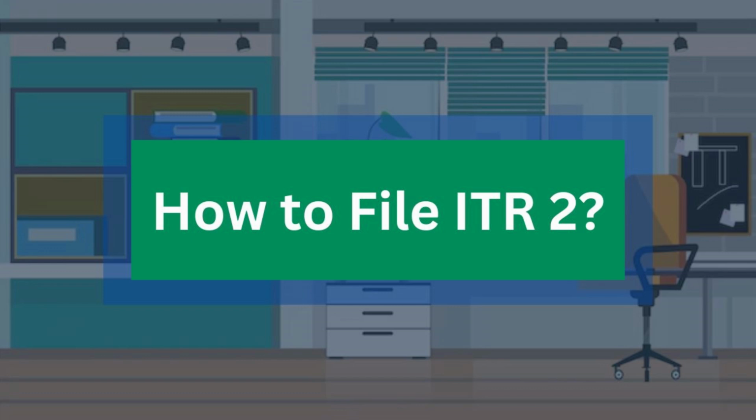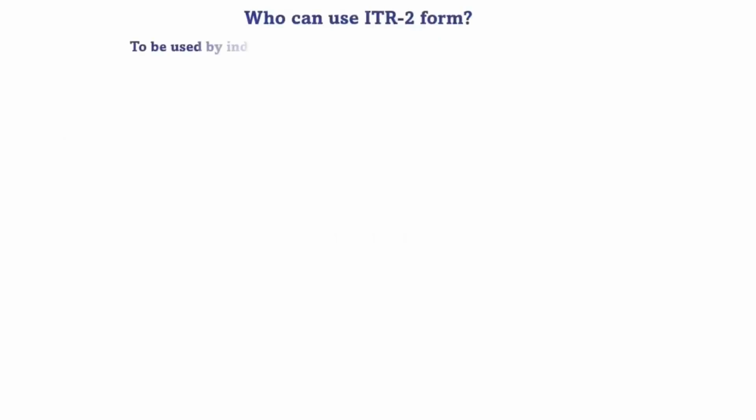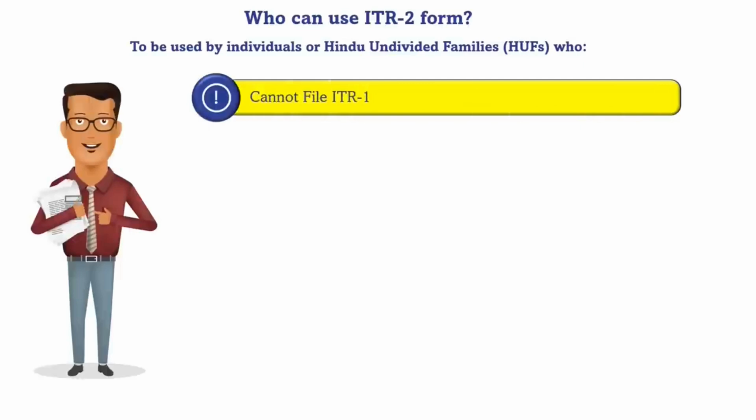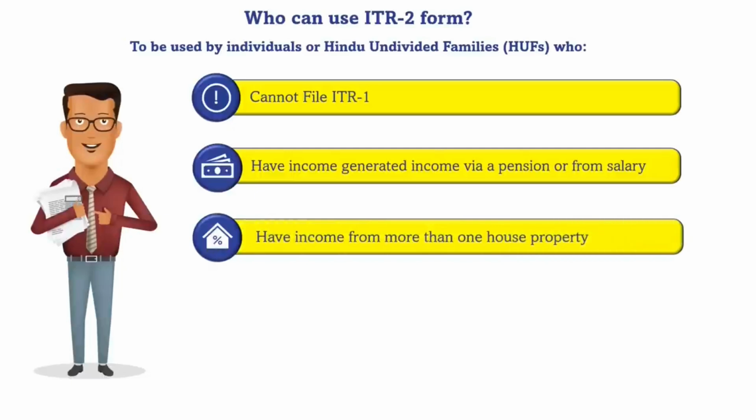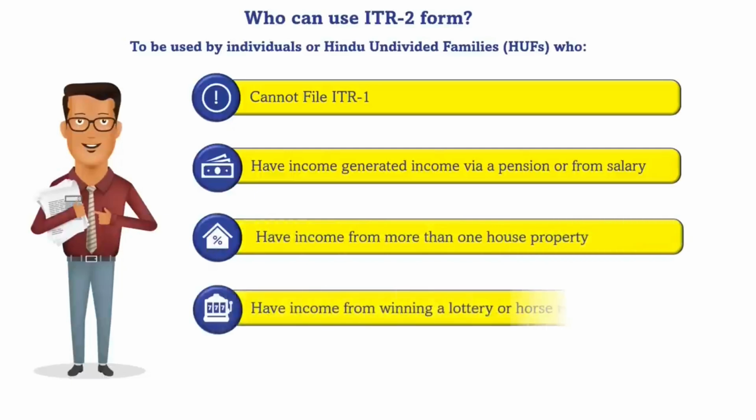Video is on how to file ITR-2. ITR-2 form can be filed by those individuals and Hindu undivided families who cannot file ITR-1, who are having income generated via pension or from salary, or they may have income from more than one house property, income from winning a lottery or horse races.